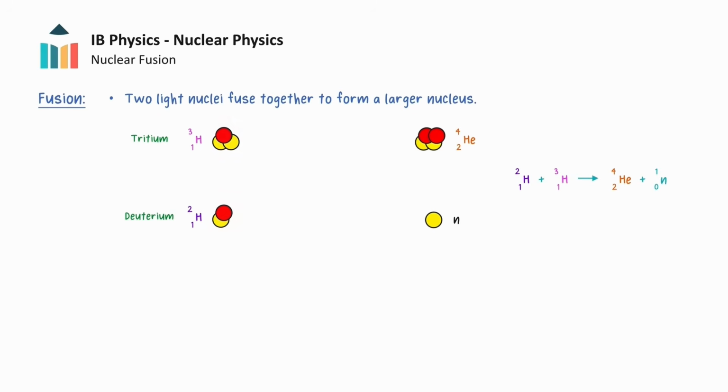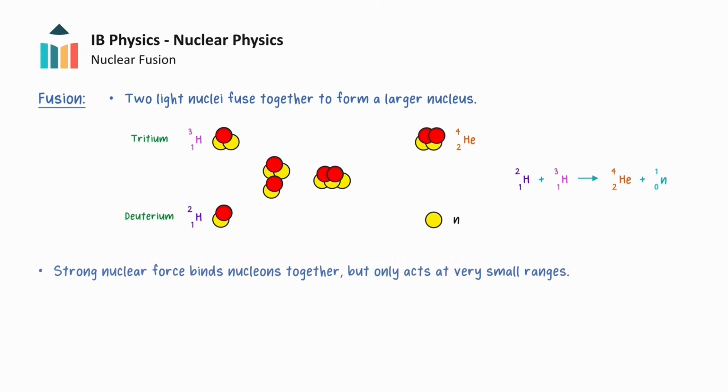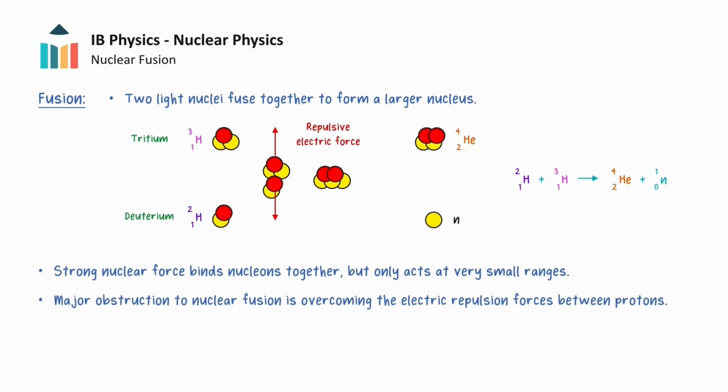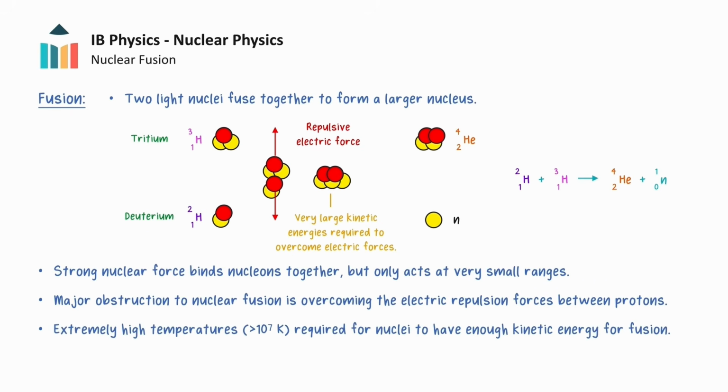To fuse two nuclei together, they must come close enough together to within the effective range of the strong nuclear force. The nuclei must be able to overcome the electric repulsion forces between the protons, and this is a major obstruction to fusion reactions. This can be achieved when the nuclei have a sufficiently large kinetic energy, but such energies can only be achieved at extremely high temperatures larger than 10^7 Kelvin. Furthermore, very high densities of matter are required to maintain fusion.